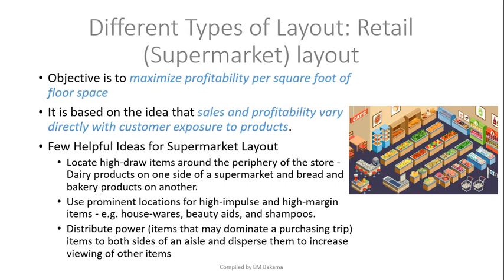Now, these are some few helpful ideas for supermarket layout. It's not all of them. I'm sure there are more, but here I'm just going to mention a few of them. The first one is to locate high-draw items around the periphery of the store, dairy product on one side of a supermarket and bread and bakery product on another. Another one is to use prominent locations for high-impulse and high-margin items, for example houseware, beauty aids, shampoos, and so on. And the third one is to distribute power items, those items that may dominate a purchasing trip, to both sides of an aisle and disperse them to increase viewing of other items.